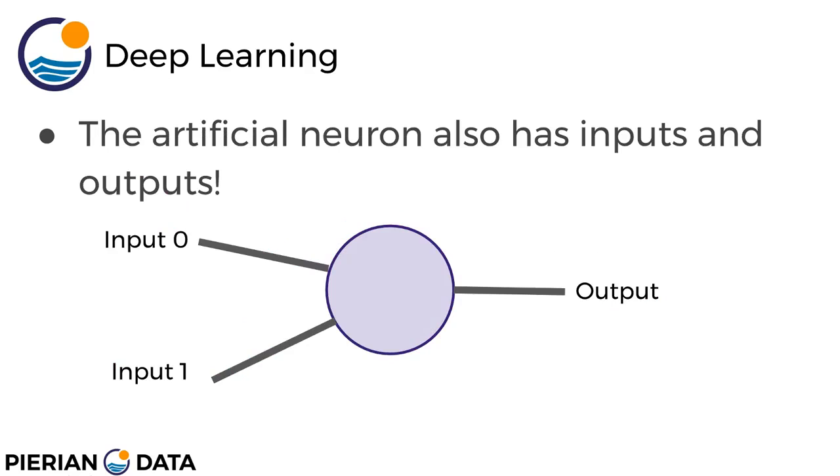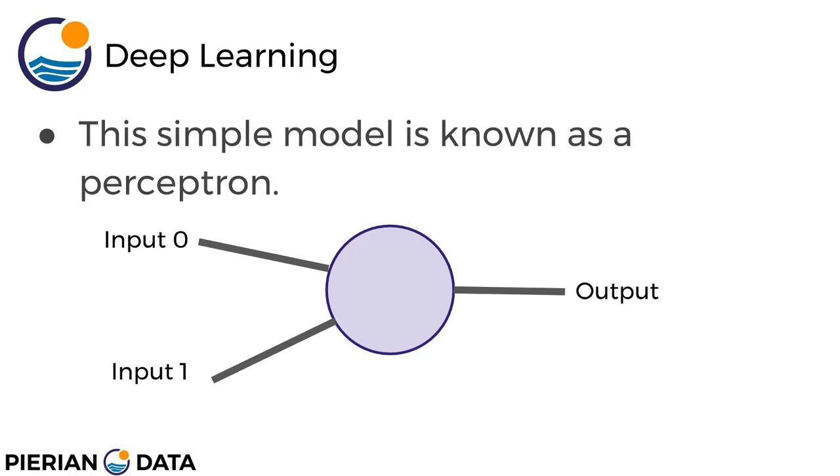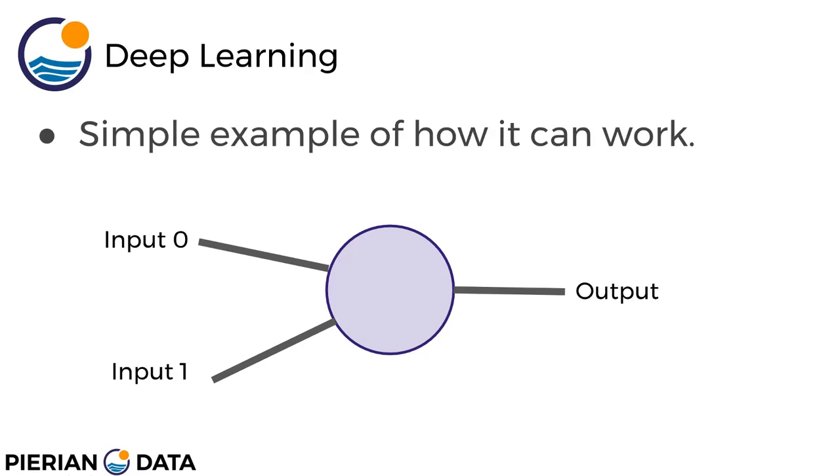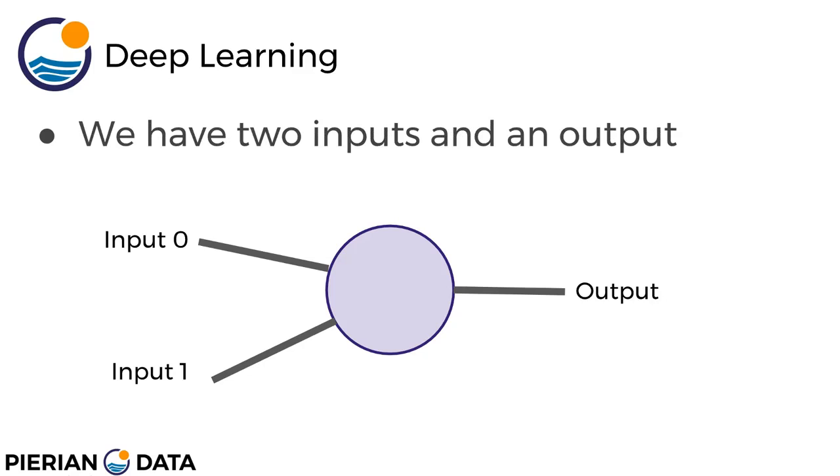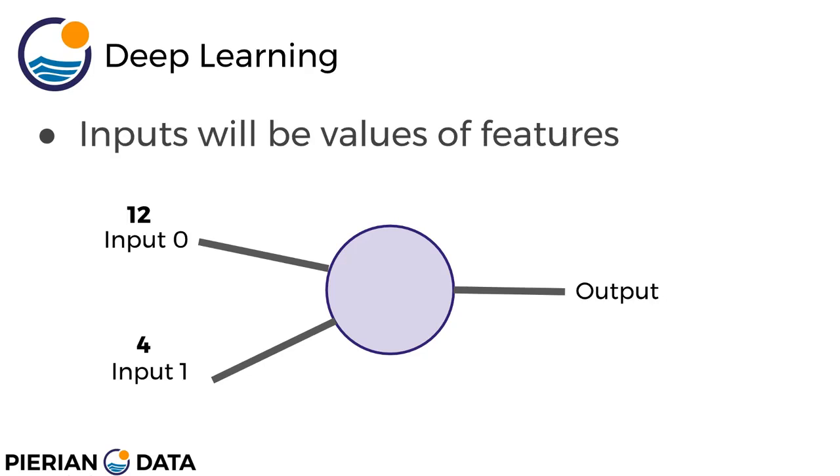So the artificial neuron also has inputs and outputs. We're going to attempt to mimic the biological neuron. This simple model is just known as a perceptron. In this case we have two inputs, so let's see a simple example of how it can work. We have two inputs and a single output, and we start indexing at 0, so we have input 0 and input 1. The inputs can have values of features.